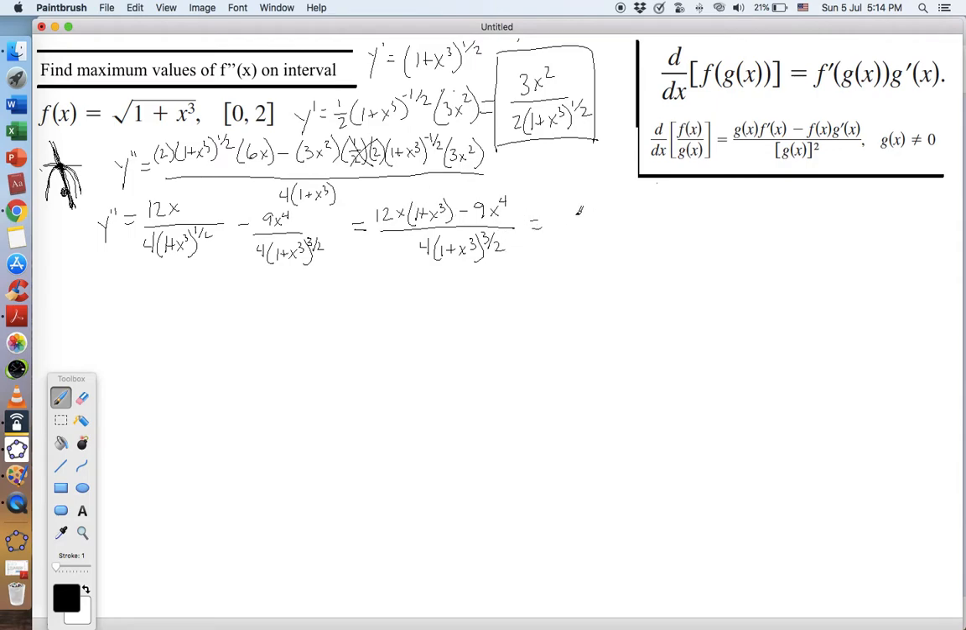Distribute out that 12x, we get 12x times 1 is equal to 12x, 12x times x cubed is equal to 12x to the fourth. Subtract from that 9x to the fourth, we can combine like terms, and on the bottom here we're still going to have 1 plus x cubed raised to the power of 3/2. And so finally, we'll put our higher order first, so you get 3x to the fourth plus 12x all over 4 times 1 plus x cubed raised to the power of 3/2.